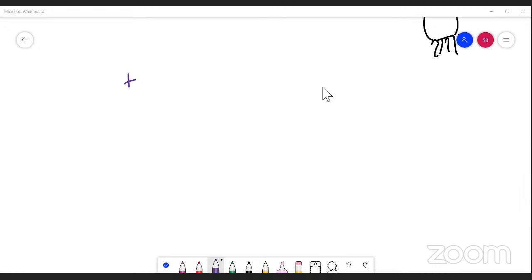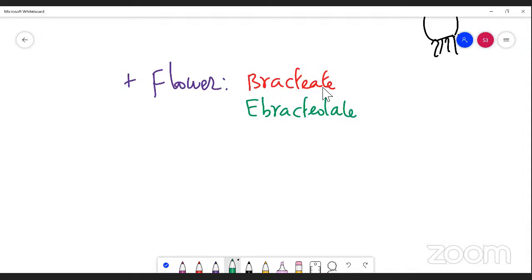I'm talking about the flower. The flower is a bisexual flower. Bract is present, hence it is known as bracteate. Bract is nothing but a small leaf-like structure that is found in Allium cepa. Bracteoles are totally absent, hence it is indicated by ebracteolate. Ebracteolate indicates absence of bracteole. Bracteate indicates presence of bract.